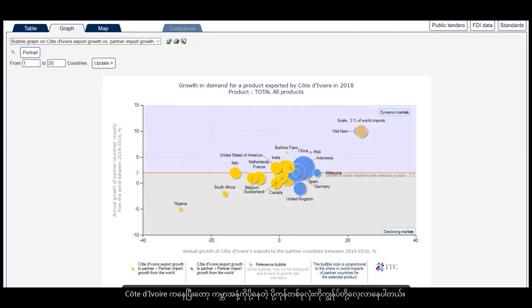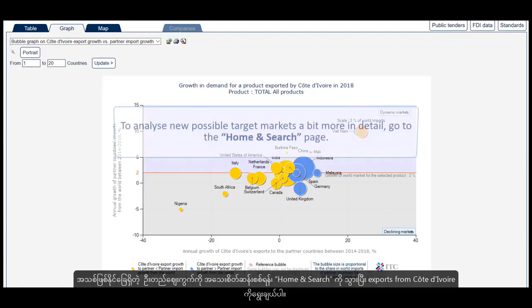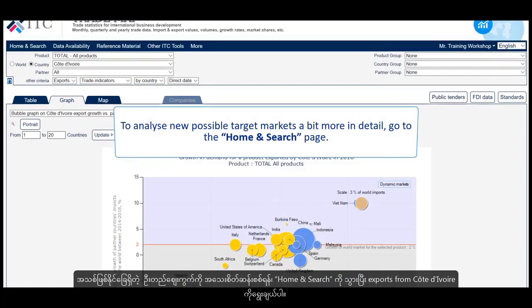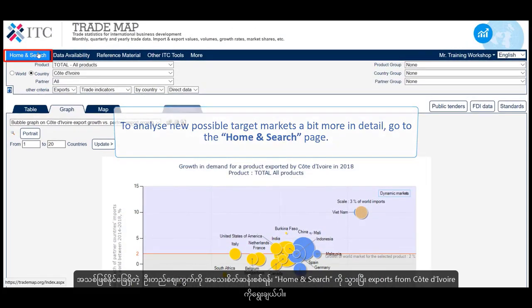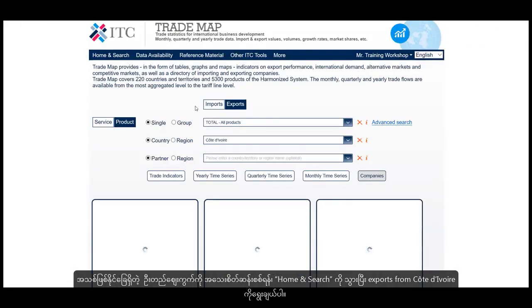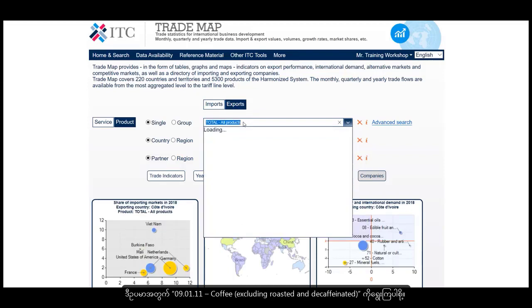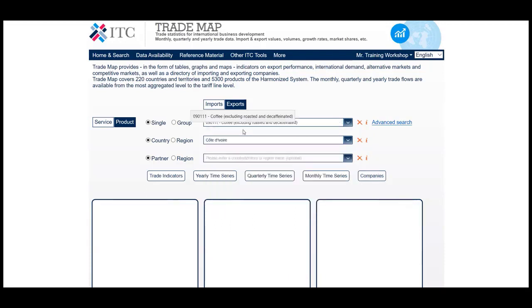We are looking at the overall exports of Côte d'Ivoire to the world. To analyze new possible target markets a bit more in detail, go to the Home and Search page and select Exports from Côte d'Ivoire. Let's select 090111, coffee, excluding roasted and decaffeinated for this example.